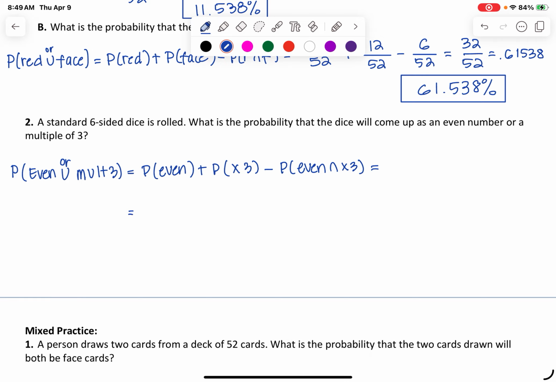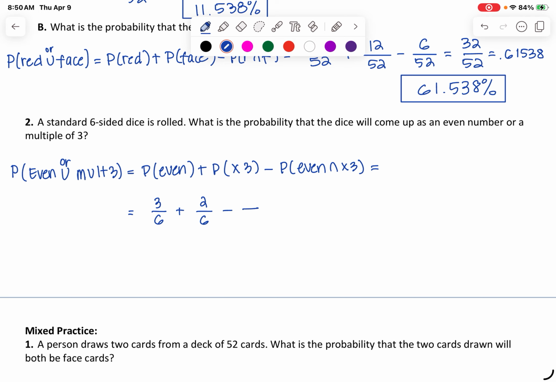All right, so probability that it is even. So there's 1, 2, 3, 4, 5, 6. 2, 4, 6 are even, so 3 out of 6. And we don't want to put a simplified fraction because then we would have to get a common denominator. So we always keep our unsimplified fractions until the end. And then multiples of 3. So once again, 1, 2, 3, 4, 5, 6. 3 and 6 are multiples of 3. So there's 2 of them.